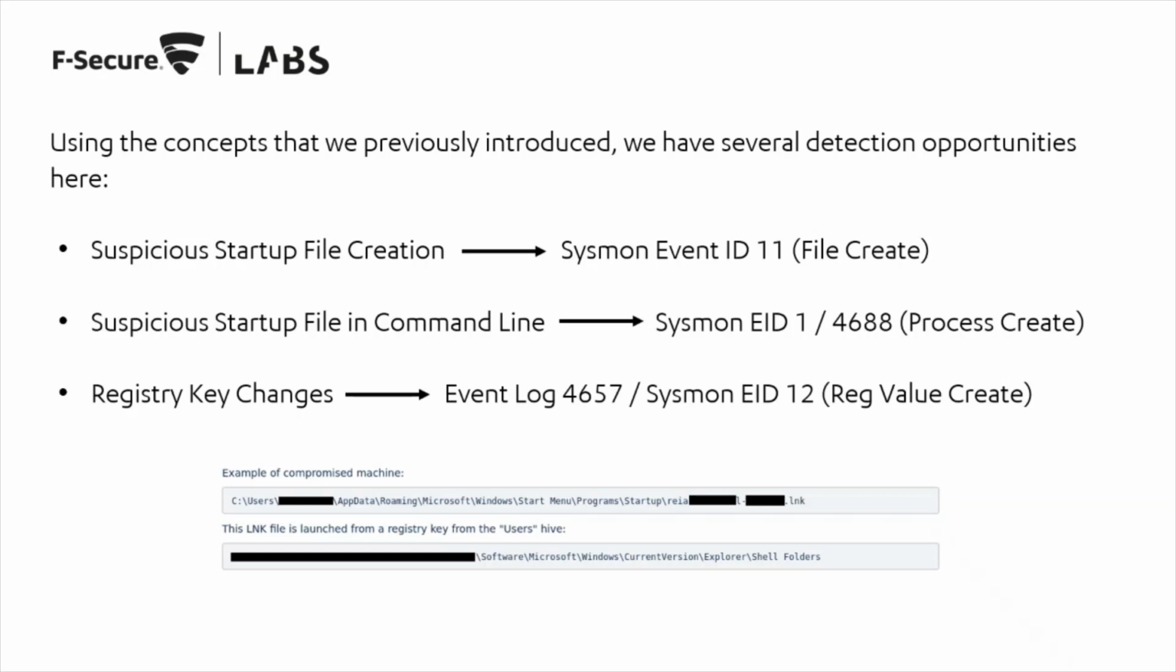And speaking of the registry key changes, interesting event log IDs are 4657 and Sysmon ID 12, which is a registry value create, that also points to some kind of tinkering or change in the registry key. Again, this can be correlated with other sources or more info about the event, like paths.